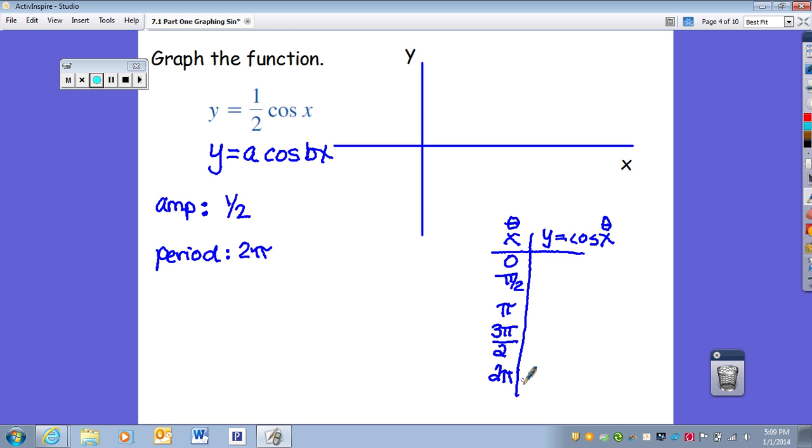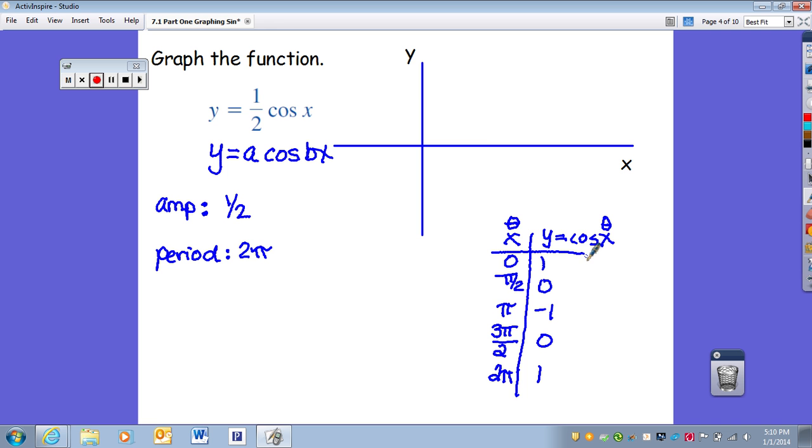Now, thinking back to what we did in our introduction to graphing sine and cosine functions, we remember that when we're doing cosine, that is the x value in our unit circle. So putting on our points, we would have 1, then 0, then negative 1, then 0, and then we would be back to positive 1.